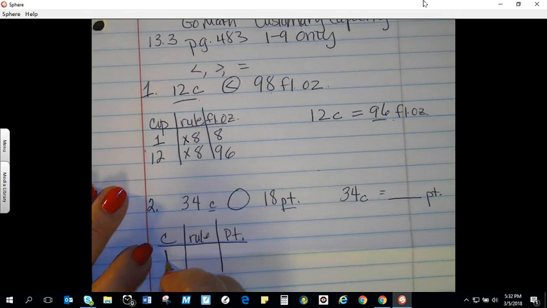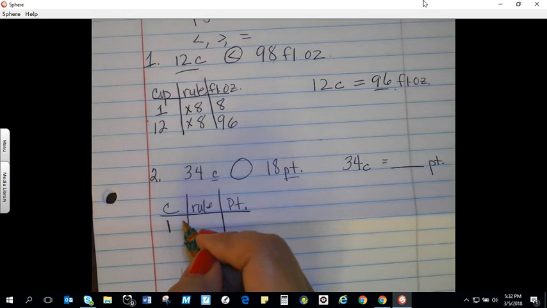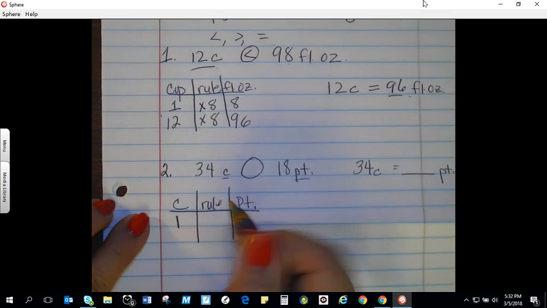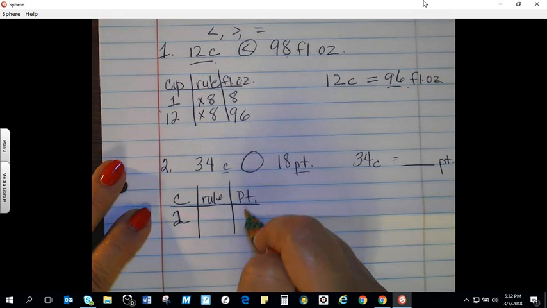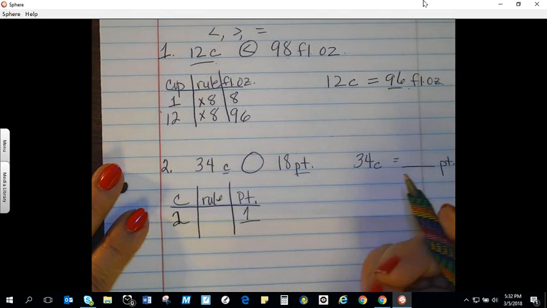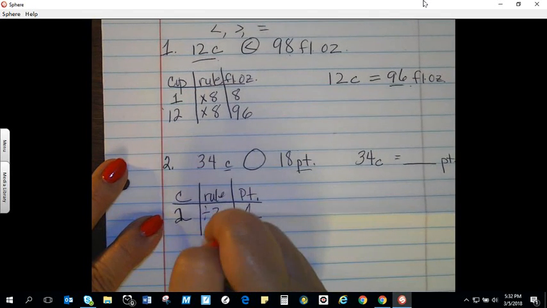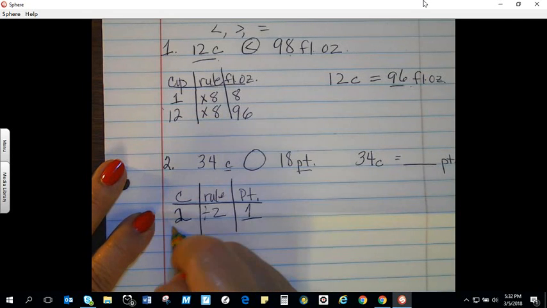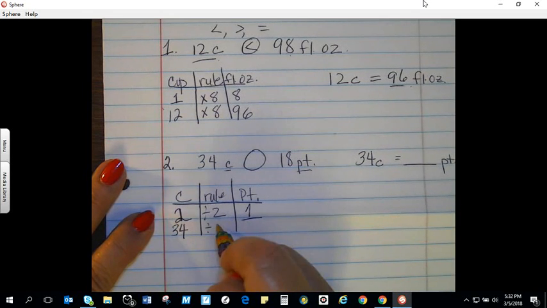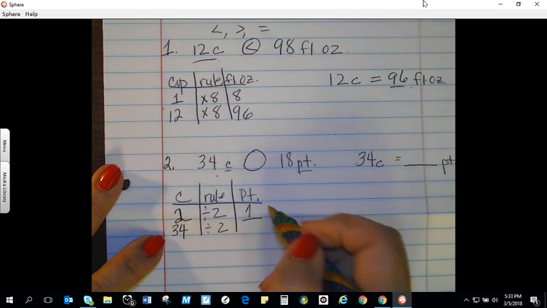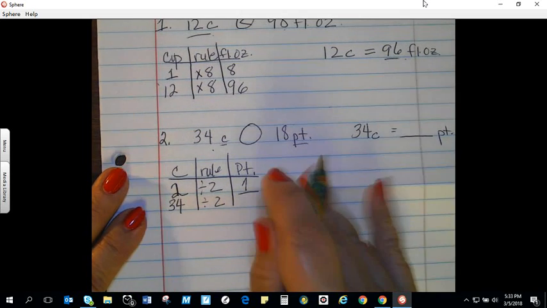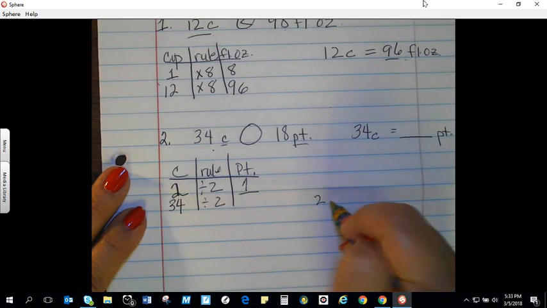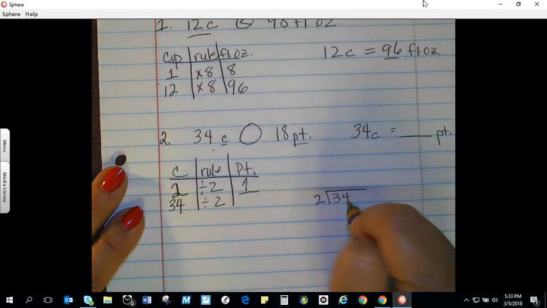And I know that for every 2 cups, it's 1 pint. Okay? And I divided by 2. I have the 34 cups that's given to me, divided by 2. And what is 34 divided by 2? Okay, I'll go ahead and work that out. I wanted to shout out the answer, but let me go ahead and work that out for you.